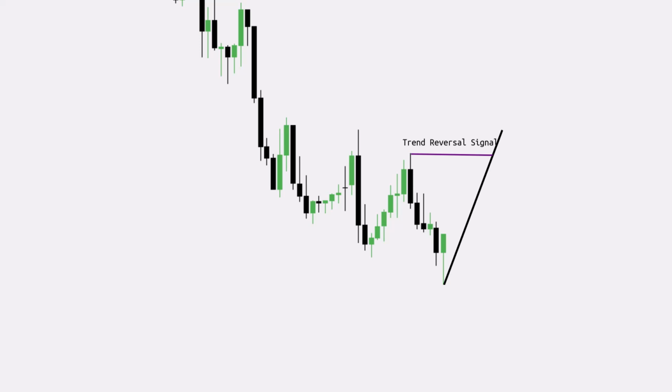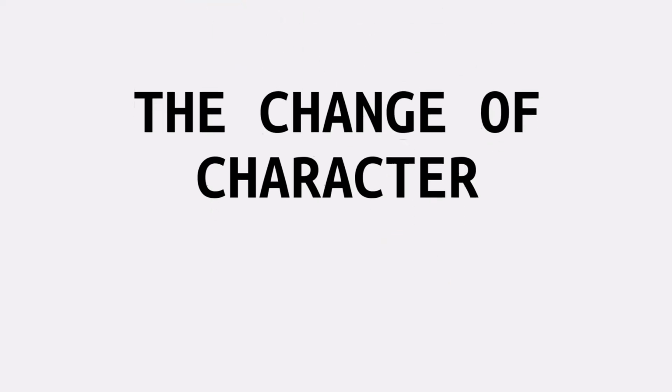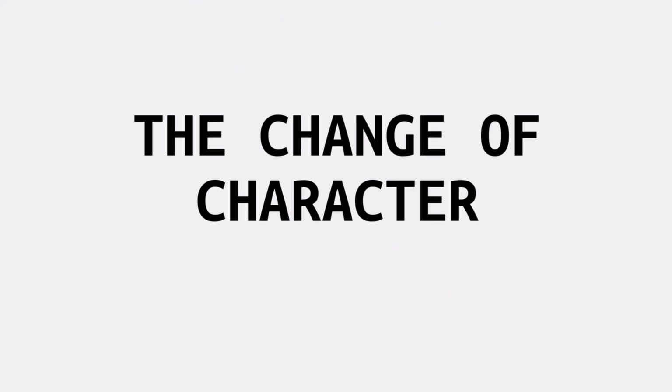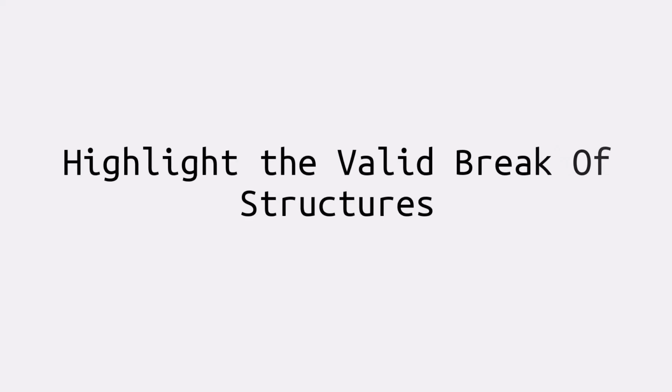Now that we have analyzed various types of scenarios of the break of structure patterns and possess a solid understanding of what constitutes a valid BOS, let's shift our attention to another crucial factor of market structure mapping: change of character. To identify a valid change of character, you must first determine the general market direction, whether the market is in an uptrend or downtrend. Once established, the next step involves highlighting the valid break of structures on your price charts.